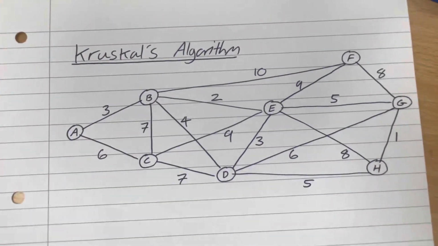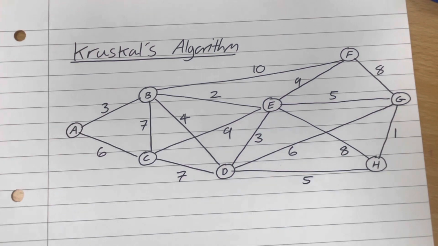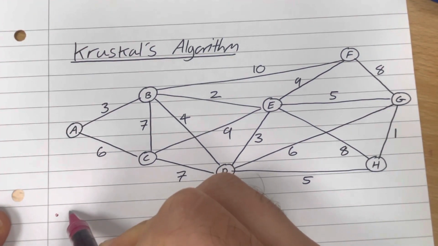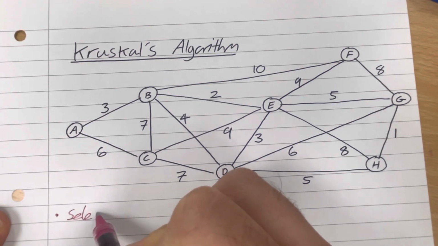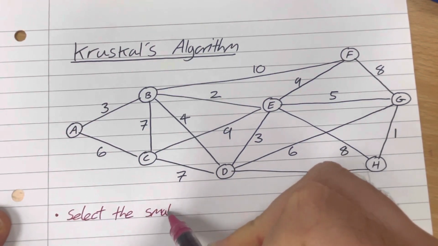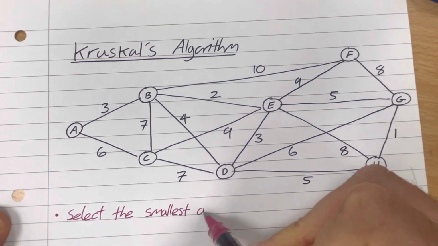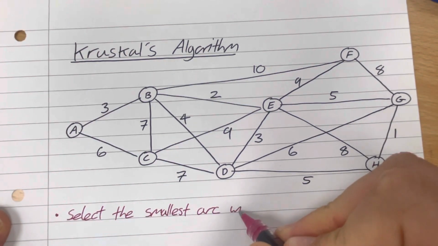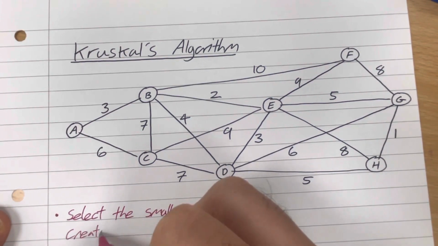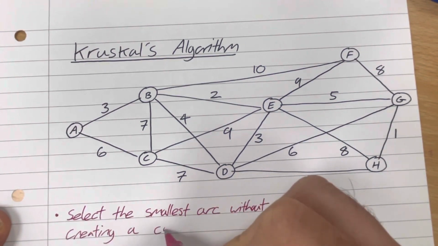Okay, so let's apply one of the algorithms to a network. So the first algorithm, which is what we're going to look at in today's video, is called Kruskal's algorithm, and it's quite simple. All we're going to do is we're going to keep selecting the smallest arc or the shortest arc without creating a cycle.